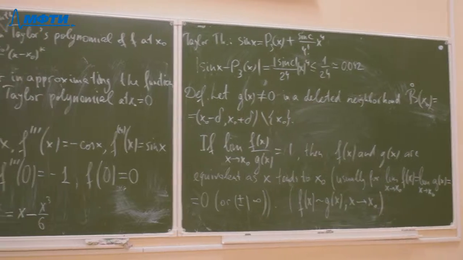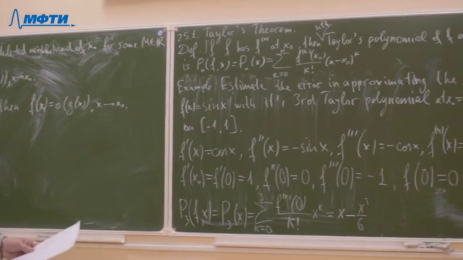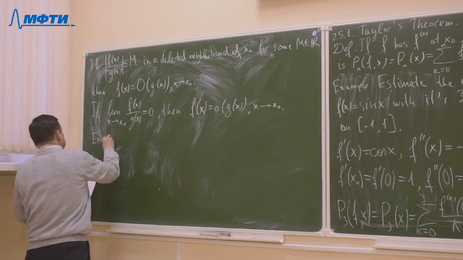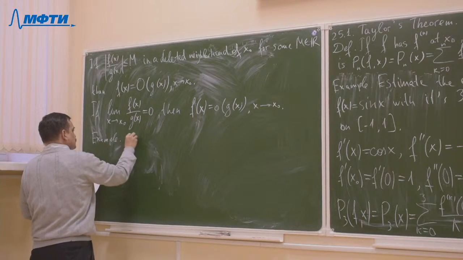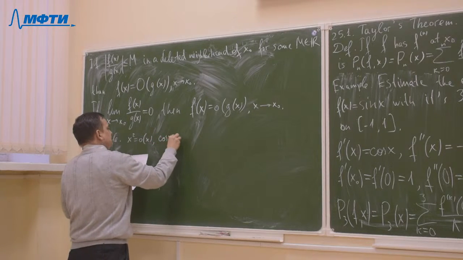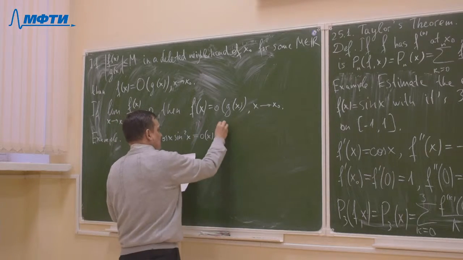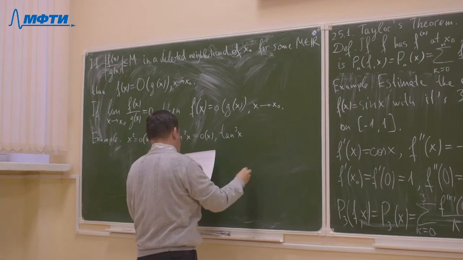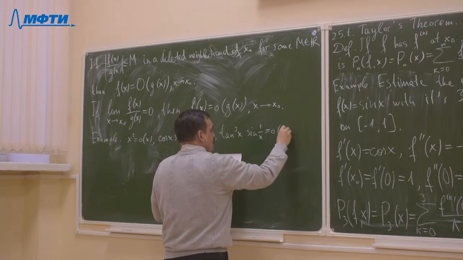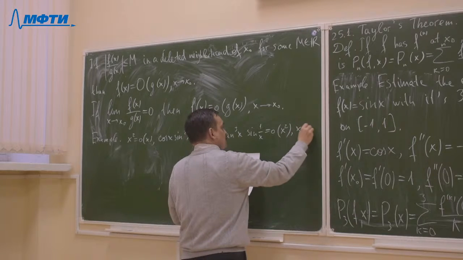Okay, these are symbols. Maybe a small example. x squared is o of x, cosine x sine squared x is o of x, tan cubed x sine 1 over x is o of x squared, as x tends to 0.